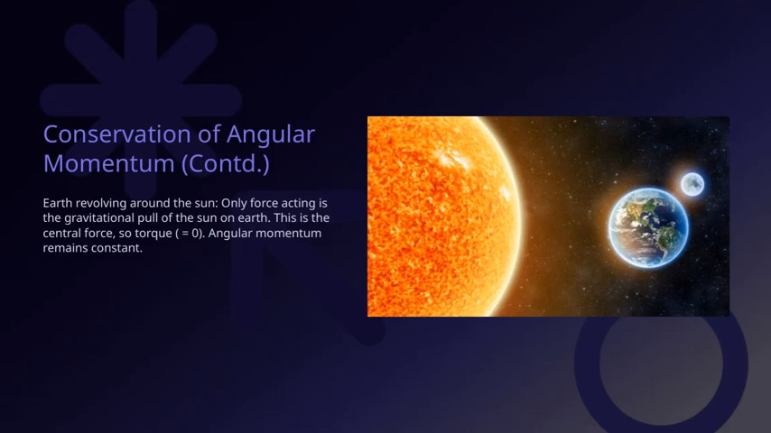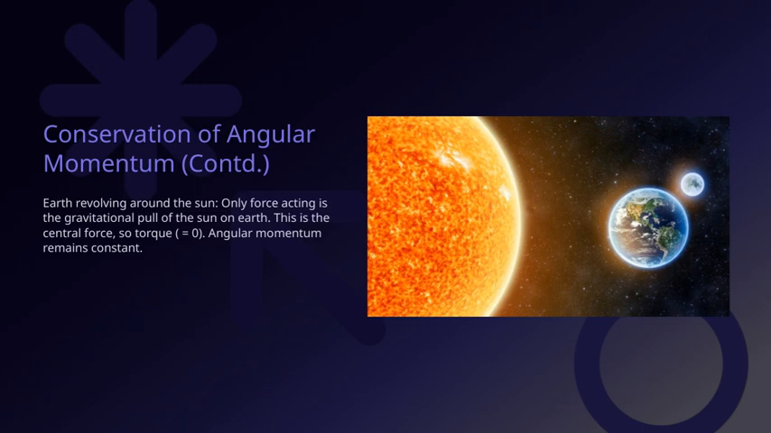Now, let's consider the Earth revolving around the Sun. The key point here is that the only force acting on the Earth in this scenario is the gravitational pull of the Sun. This gravitational force is what keeps Earth in its orbit. Since this force acts along the line connecting Earth and the Sun, it is what we call a central force. Because it's a central force, the torque about the Sun is zero, which means there's no change in the Earth's angular momentum due to this force.